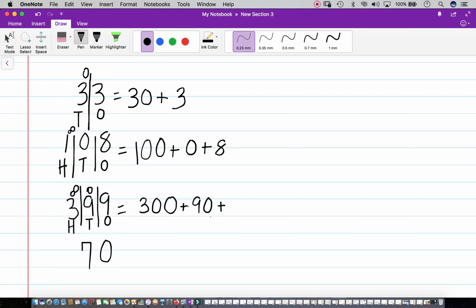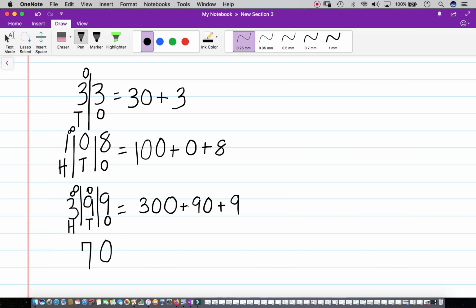Plus, how many ones do I have? Good, 9. But I don't have any more digit places, so I wouldn't add a 0 to it. So I would just have 9 ones. Good. So 399 would be 300 plus 90 plus 9.